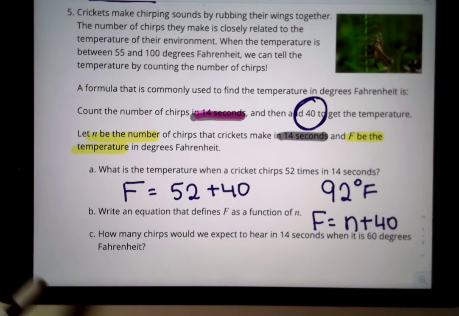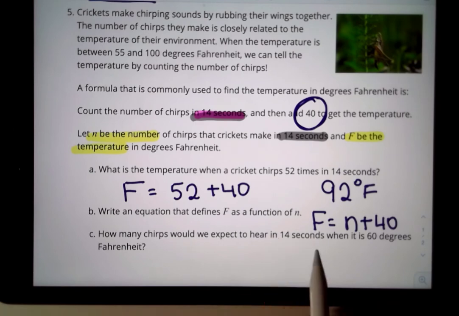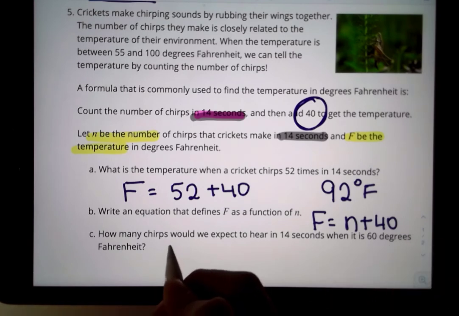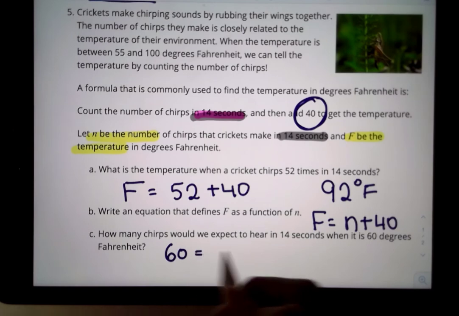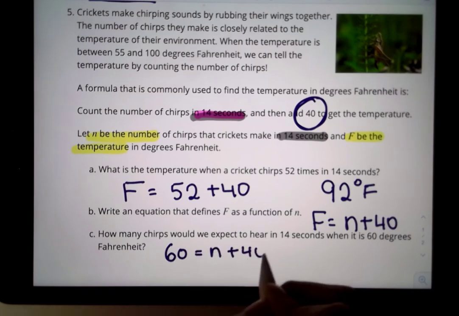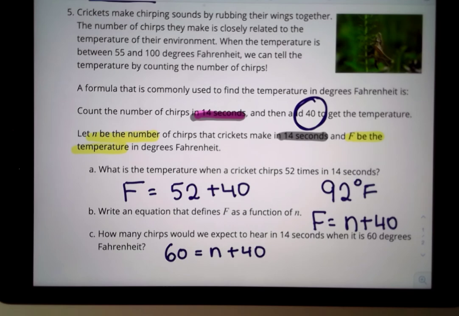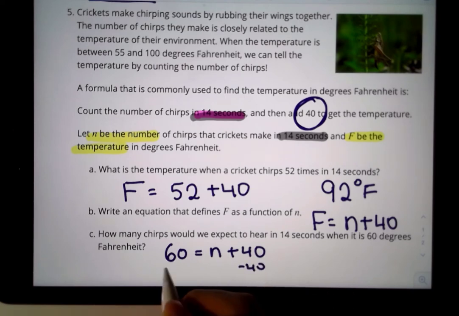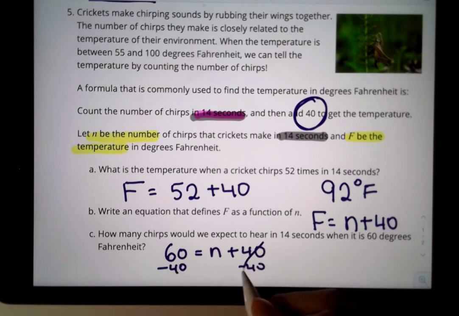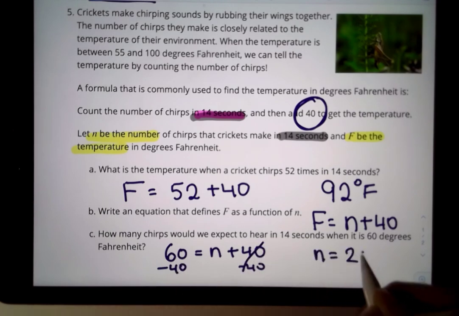Right? And how many chirps would we expect to hear in 14 seconds? See, 14 seconds, you don't do anything with that. When it is 60 degrees, then how many times do we hear the chirping sound? So to get n, you just subtract 40, right? You just do this. Then you get n equals 20. If it is 60 degrees, then they will make the sound 20 times.